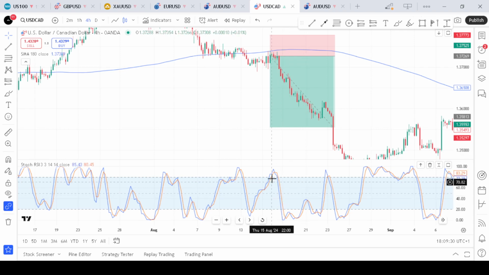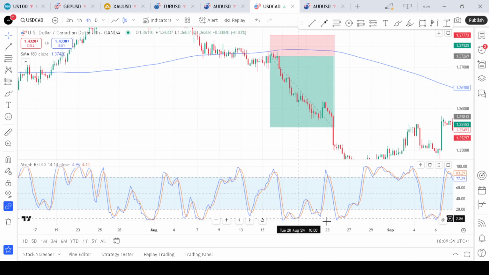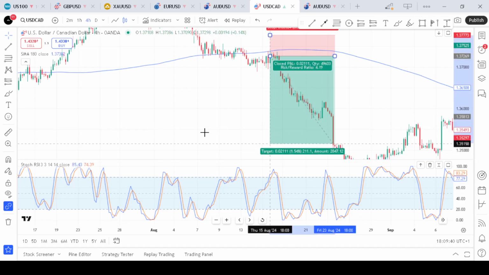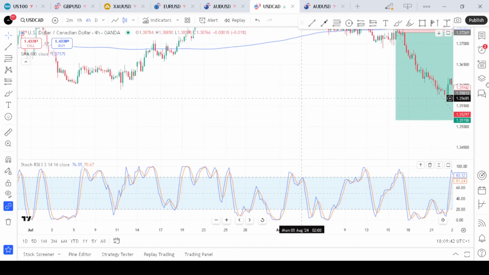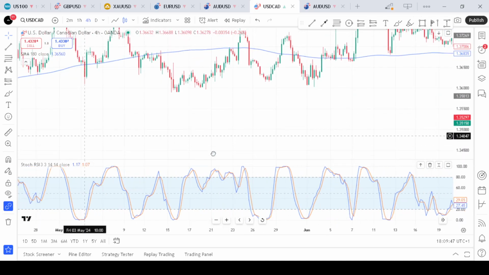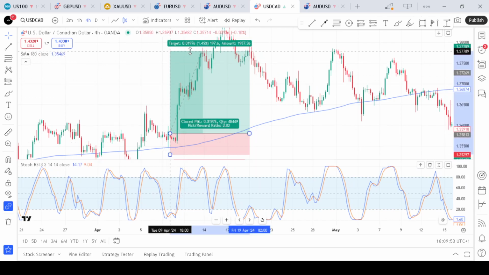Now for a short trade, when price reaches your oversold region, you decide to leave the trade. This is where you can leave the trade. Then when you are in a buy position, you will leave the trade when price gets to your overbought region. This is where you will decide to exit your trade.